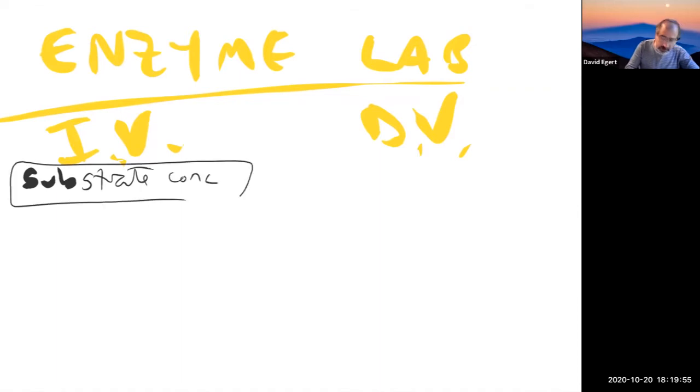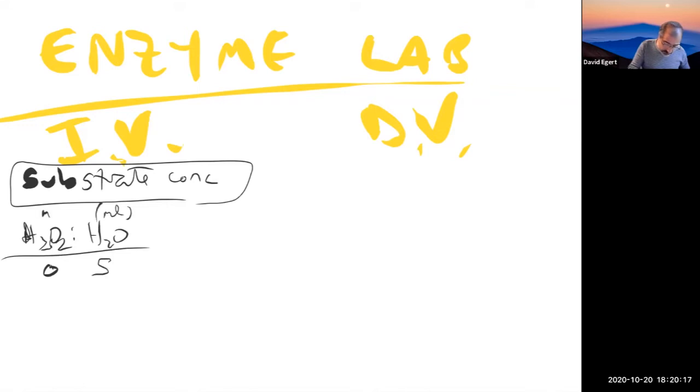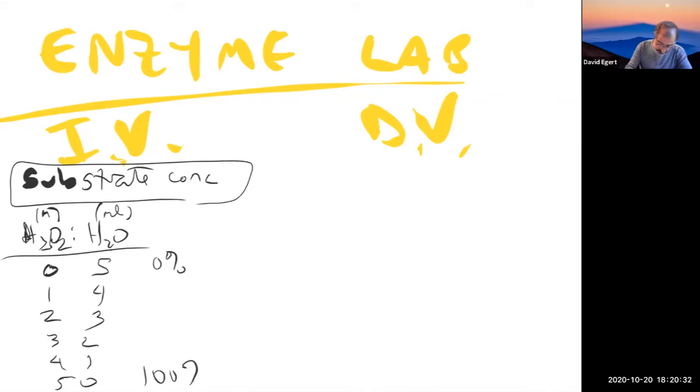This was something that we could easily manipulate. We had H2O2 and H2O, and we could just do these serial dilutions. We had 5 mils, 0 and just pure, 1, 4, 2, 3, 3, 2, 4, 1, 5, 0. So basically, it goes from 0% to 100% concentration of hydrogen peroxide solution. So that one was easy to manipulate.